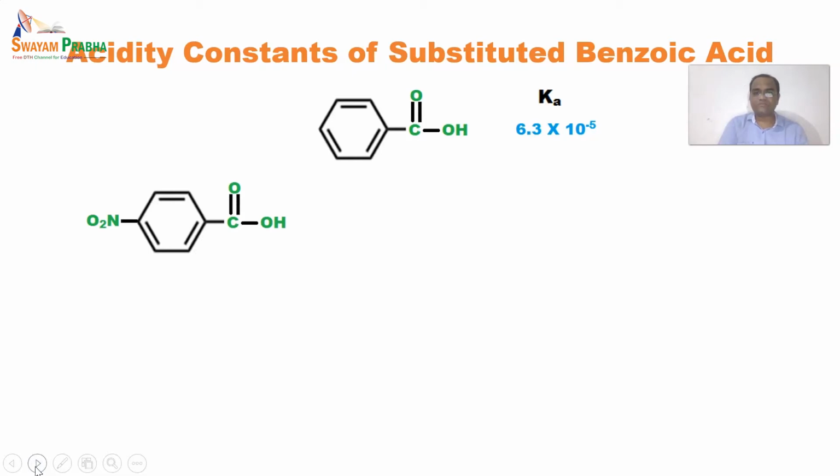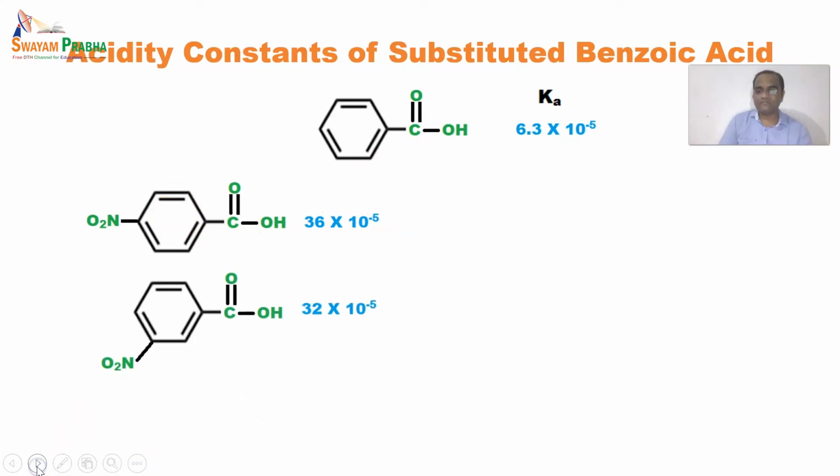Now take some substituted benzoic acids having electron withdrawing substituents at the para position, that is, para-nitrobenzoic acid, 36 × 10^-5. Clearly it can be seen that due to the electron withdrawing effect of the nitro group, the value of K has increased. So it has more strength than benzoic acid. After that, meta-nitrobenzoic acid has a value of 32 × 10^-5, and we will come to the numbers of para and meta.